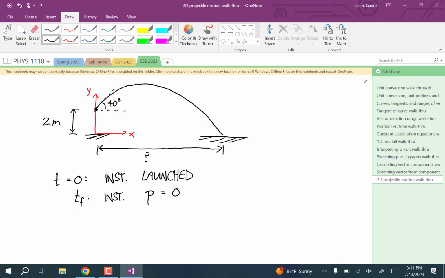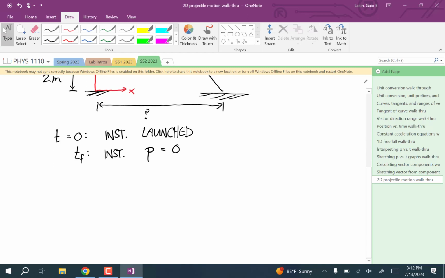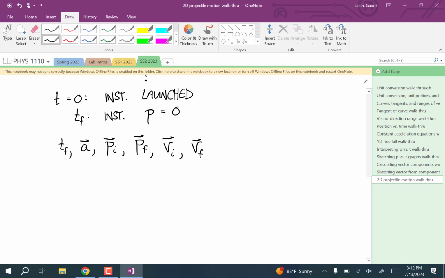And now, what's the next step? Now we have to figure out what variables we know and what variables we want. I'm going to list these all out. It's a long list for two-dimensional problems. It was just 6 for one-dimensional problems, but now since we have the x and y components of a lot of things, it goes up to 11. So I'm going to do it in this order. Time final, acceleration, that's an x and y component. Initial position, that's an x and y component. Final position, x and y component, initial velocity x and y, and final velocity x and y. So that's 1, 2, 3, 4, 5, 6, 7, 8, 9, 10, 11 variables.